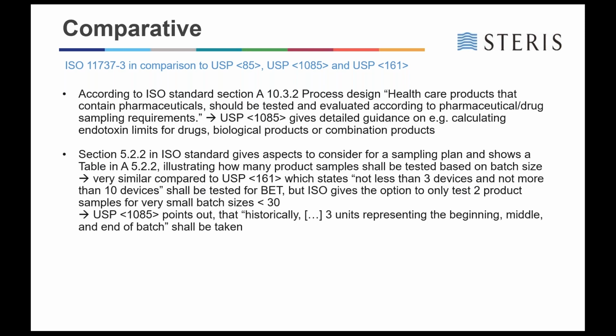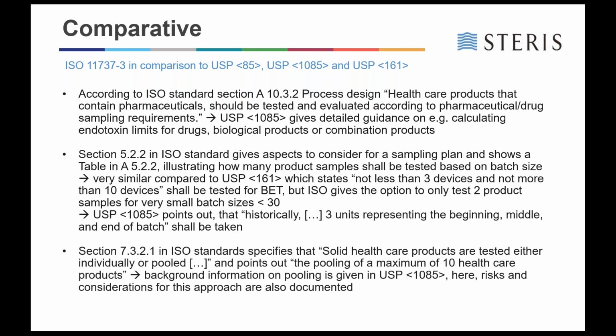And there you can find how many product samples you shall test based on your batch size. And the guidance from the ISO standard here is very, very similar compared to USP 161, where it is stated that not less than 3 devices and not more than 10 devices shall be tested. However, the ISO gives the option to say, okay, for very small batch sizes, testing only 2 products is fine.